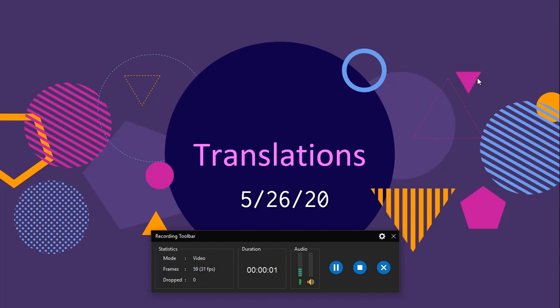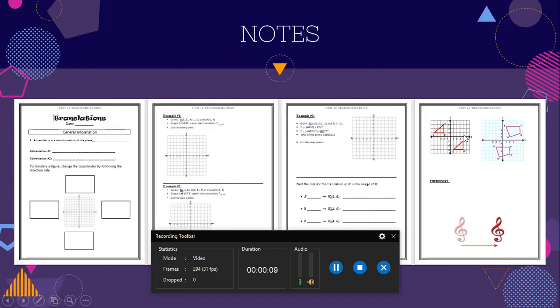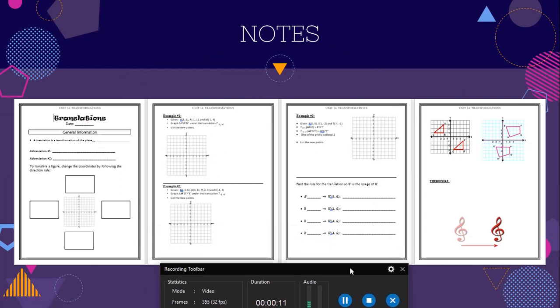Today we're going to start a new transformation. This one is called a translation, and you can use the date of May 26th. Your note packet should have 4 pages, and this is what they look like. You'll also want to find a ruler or a straight edge so that we can work on this packet.